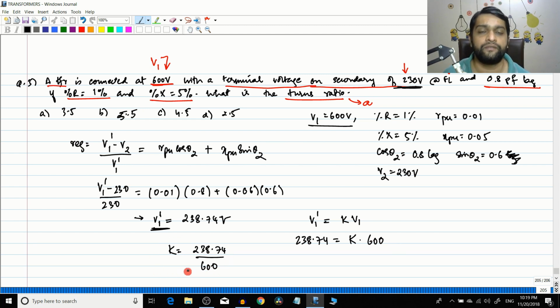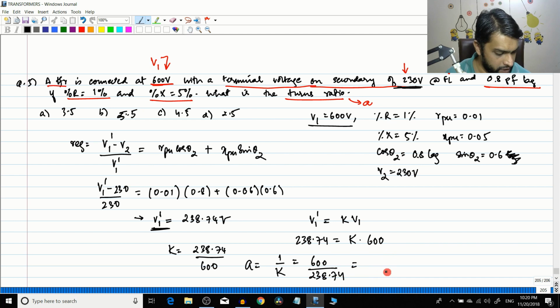But they have not asked you the value of K. K is the transformation ratio. They have asked the turns ratio of the transformer. So the turns ratio A is equal to 1 by K, which is 600 divided by 238.74. Therefore, the turns ratio of the transformer in this case is 2.513. If we look at the options, A is 3.5, B is 5.5, C is 4.5 and D is 2.5. The most accurate answer is 2.5, so the answer is D.